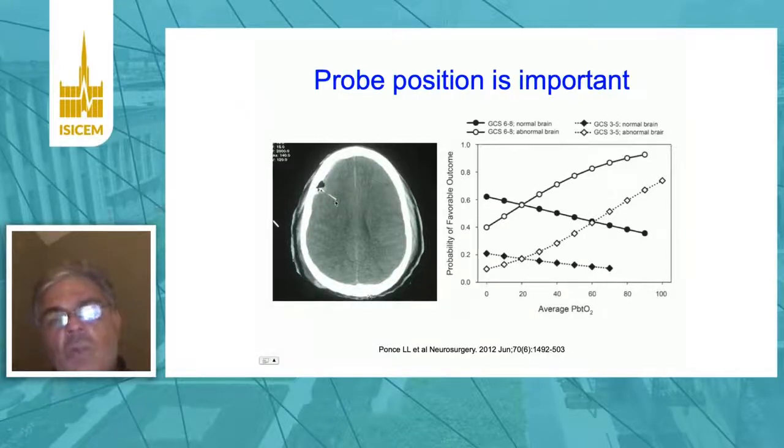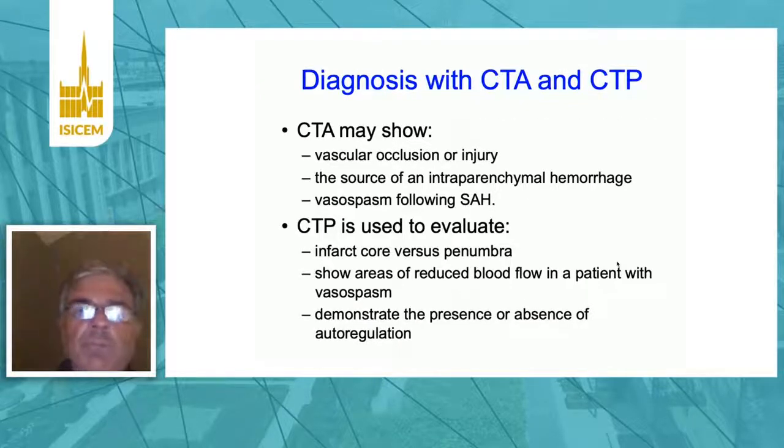This is a probe within the white matter looking at brain oxygen, but the position of that probe is important in determining how management is directed or what the impact of the physiologic values are on outcome, because it is dependent on its relationship to other pathology.